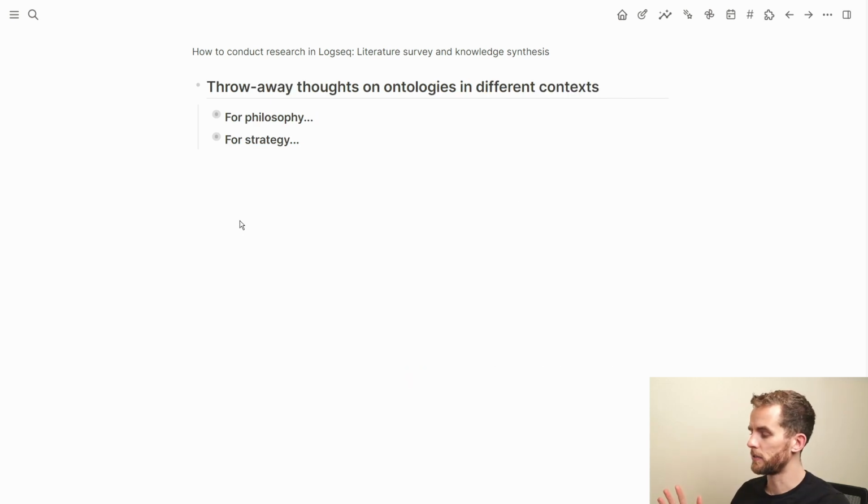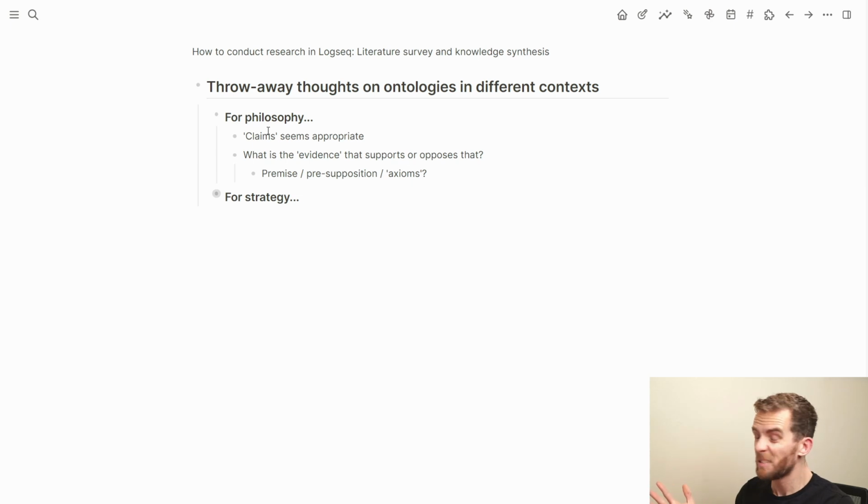Again, I've been working on this for a while, so I'm thinking about lots of different things that come up and I'm wondering, should I include them? I'm just including them here in case they apply in your context. Some thoughts about ontologies in different contexts. In philosophy, claims seem like they could be appropriate. I don't really know too much about the philosophical process and how one would go about writing that. But what is the evidence that supports a claim? Is it a premise, a presupposition, an axiom? What are those different ontologies that you need to define for yourself? I'd be grateful to hear in the comments if someone's got any good suggestions there.